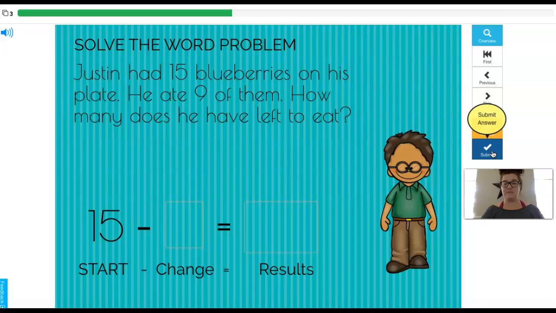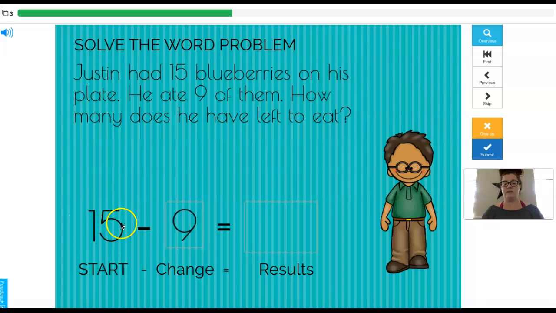Justin had 15 blueberries on his plate. He ate 9 of them. How many does he have left? Well, what does he start with? He starts with 15 blueberries. Then what happens? Well, he eats 9 of them. 9 of them, they're all gone. 9 are gone. But how many does he have left?